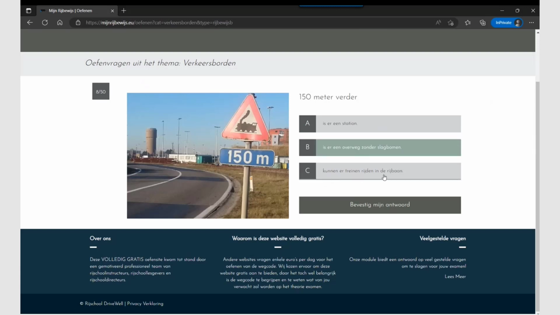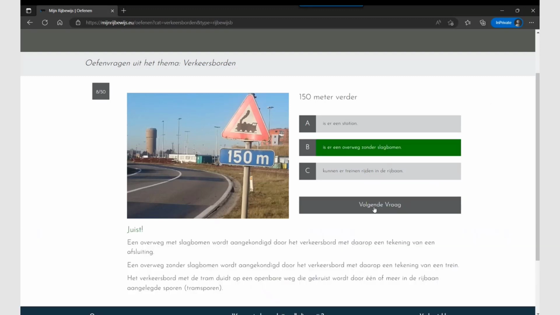Option C is that trains are allowed to ride on the road. Yeah, this is not correct. So let's confirm that. So that's the answer.